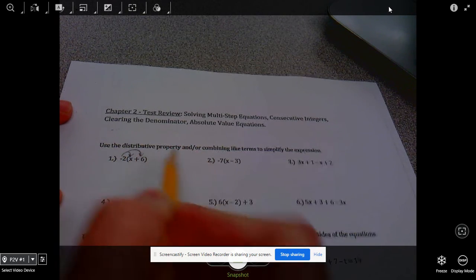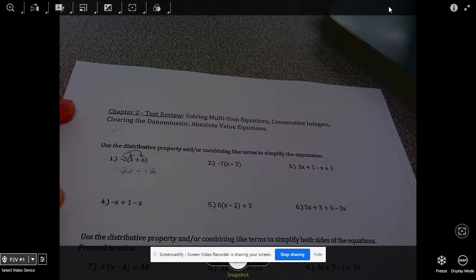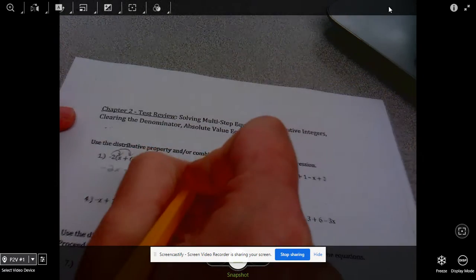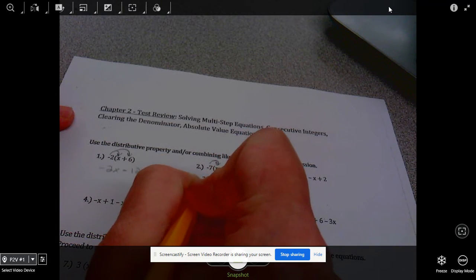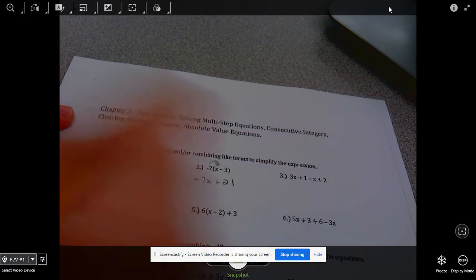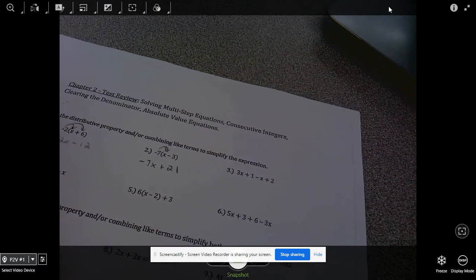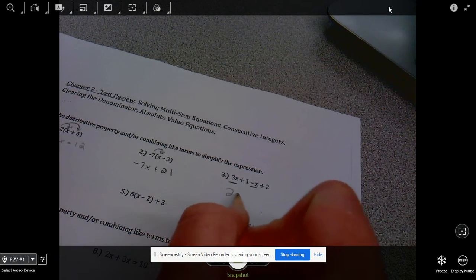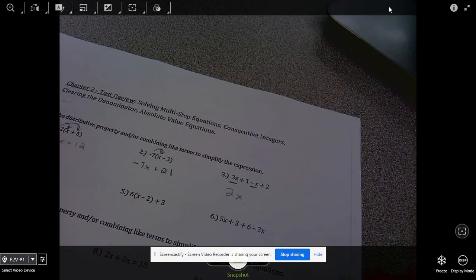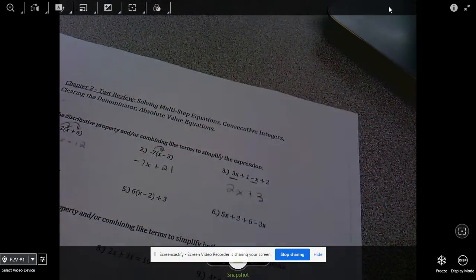I'm going to use the distributive property and I will get negative 2x minus 12. That's it. There's nothing more to do. It's just an expression. This is going to be negative 7x plus 21. There's no distributive property happening here, but we can combine like terms. There's a 3x and a negative 1x. That's going to be 2x. And 1 plus 2 is going to be 3. So we're just cleaning it up.